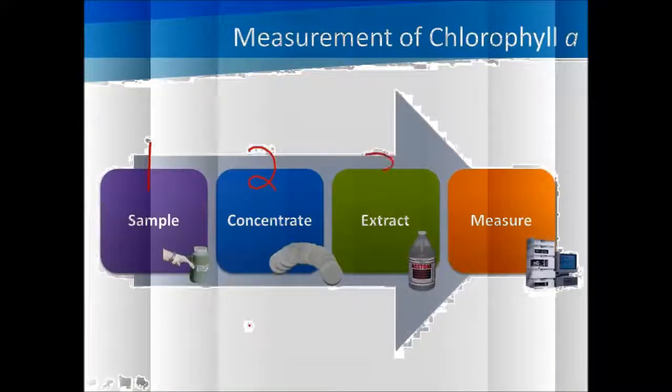You extract the chlorophyll through the use of an organic solvent like acetone or ethanol. And then you take a reading, use a spectrophotometer, an HPLC, or even a lab fluorometer, and you use a standard method to generate quantitative chlorophyll A concentration data.